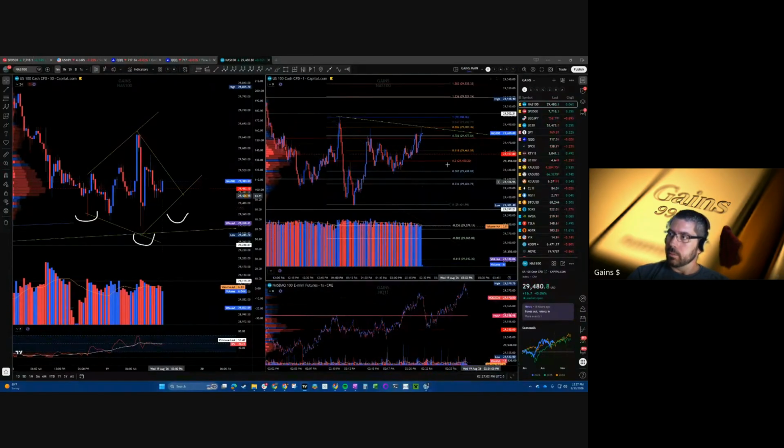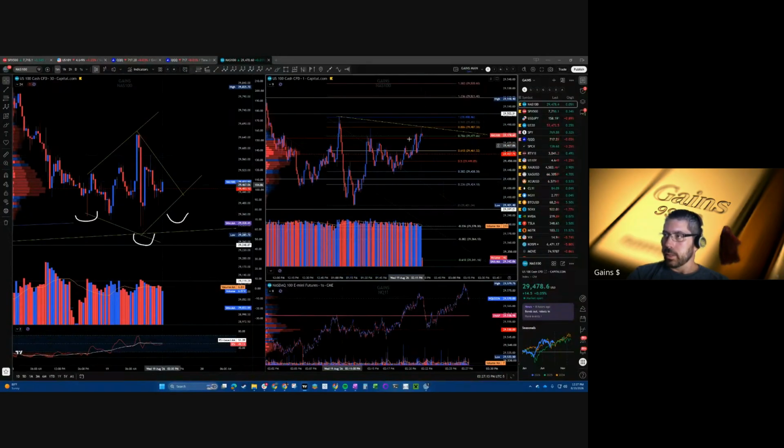Now that we've tapped this level in this very short-term fib range, let me tighten that up. Now that we've tapped that level, you want to look at what the potential is here for a reversal, or if it does end up continuing. Just one thing real quick.